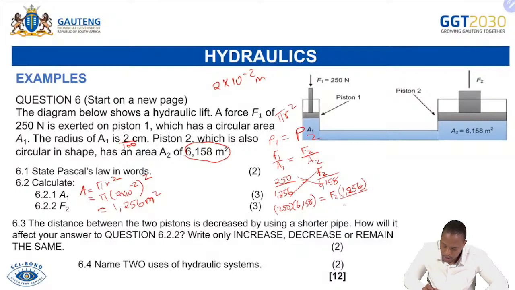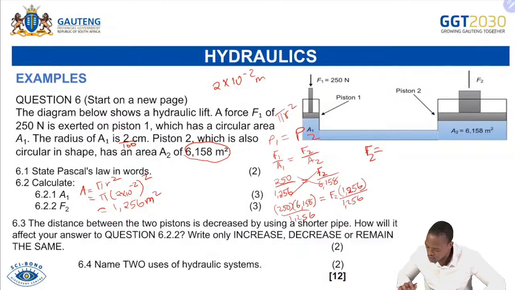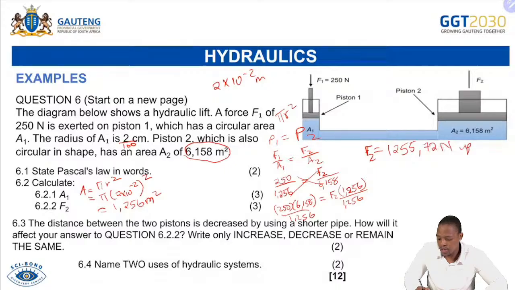To get F2, I need to divide by 1.256. Right? Continue here. F2 should be equal to 250 multiplied by 6.158, close the bracket, all over 1.256. What do you get there? You get that F2 is 1,225.72 newtons, which is facing upwards. The direction of the force. So that's how much force that we are going to be having there.